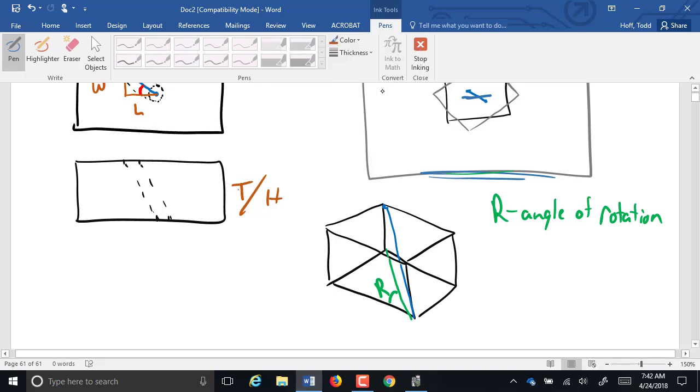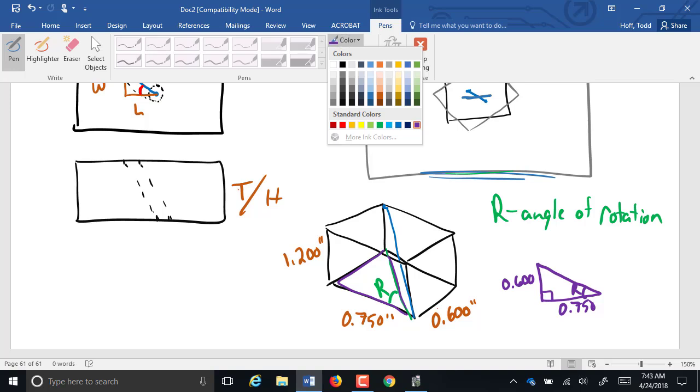If I put some numbers in here, let's say this offset here is 0.750 inches. This offset here, our width, is 0.600 inches, and our thickness is 1.200 inches. What dimensions do I use to find R? Perfect. Yes, it is part of this triangle right here. And if I look at that triangle, this is 0.75. This is 0.6. Here's my angle R. So how do I find R?